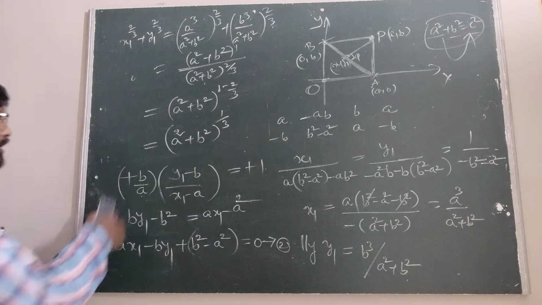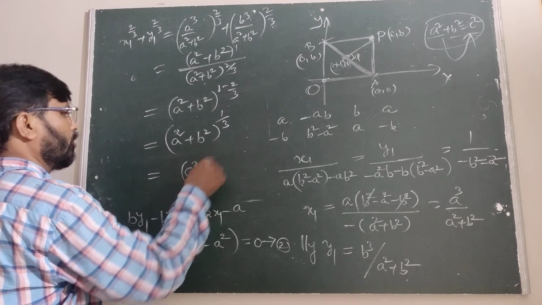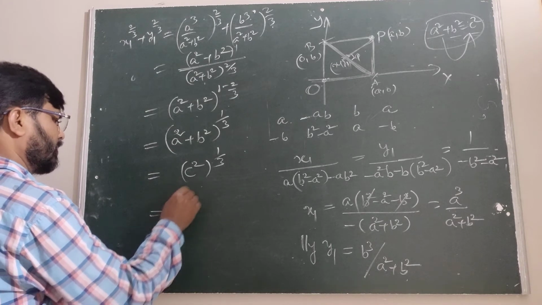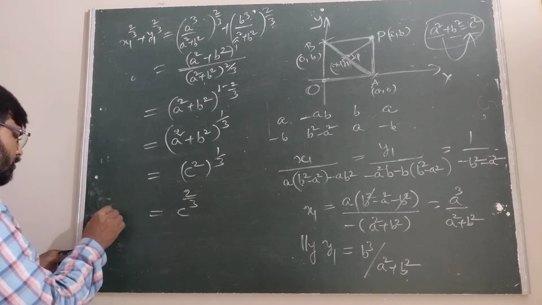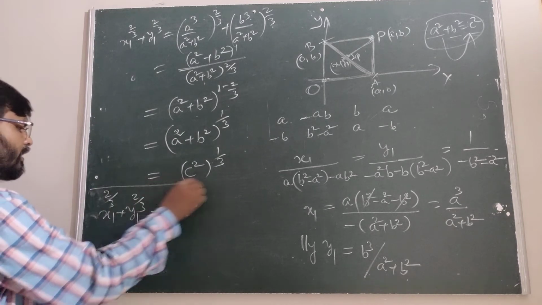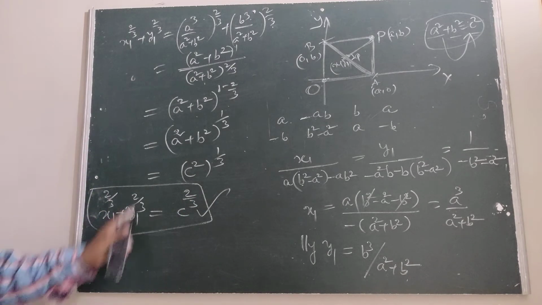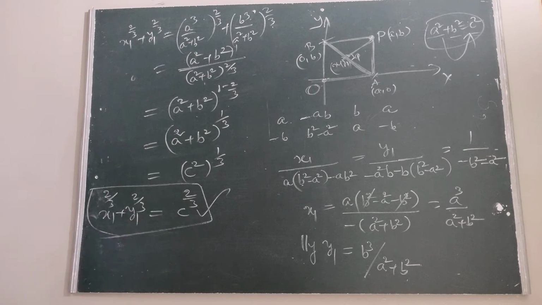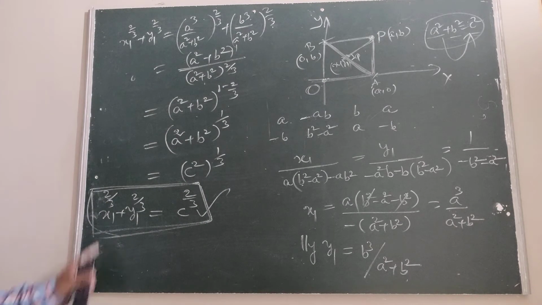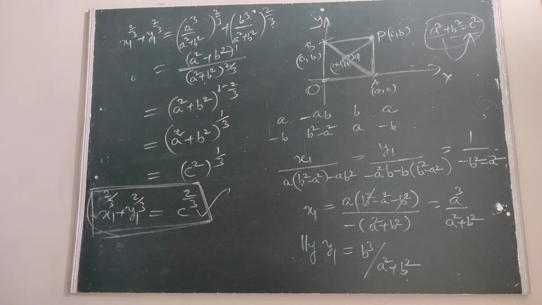Therefore, now we can write this is c square whole power 1 by 3. Therefore, this is c power 2 by 3. Therefore, x1 power 2 by 3 plus y1 power 2 by 3 is c power 2 by 3. This is our required equation of the locus, which can be written as x power 2 by 3 plus y power 2 by 3 equal to c power 2 by 3.